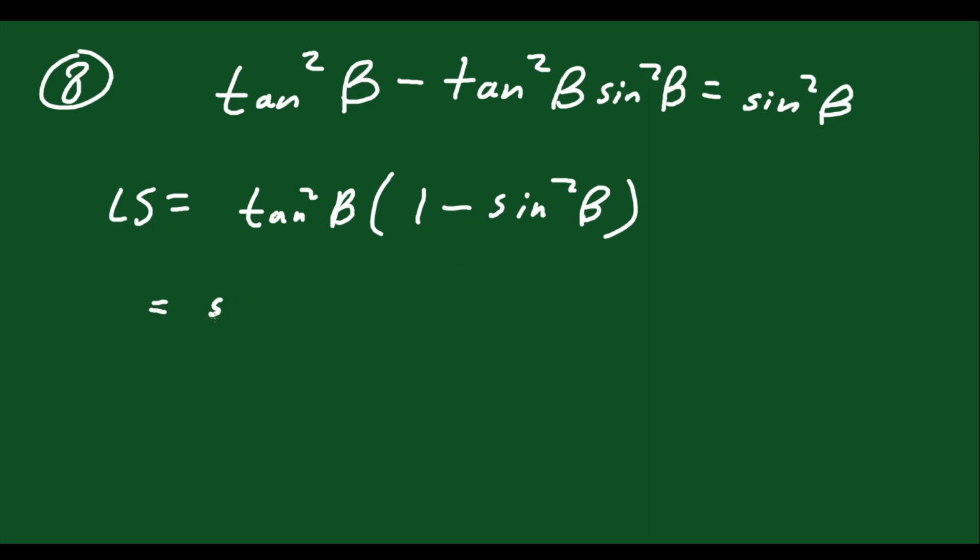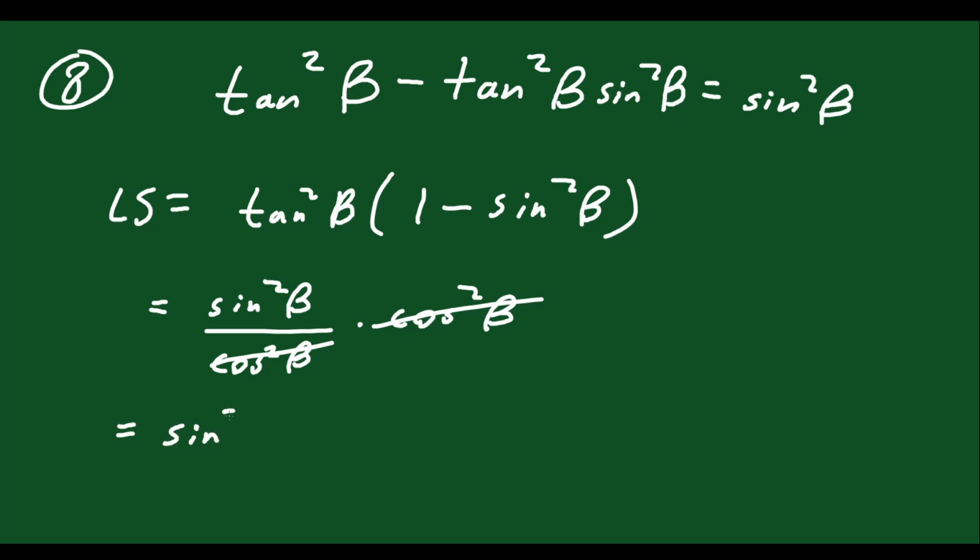Now tan squared beta is sine squared beta over cos squared beta, and 1 minus sine squared beta is equal to cos squared beta, right? If you recall your Pythagorean identity. Those cancel, and you're left with sine squared beta, which is equal to the right side over here. Therefore, I'm done. That's my proof.